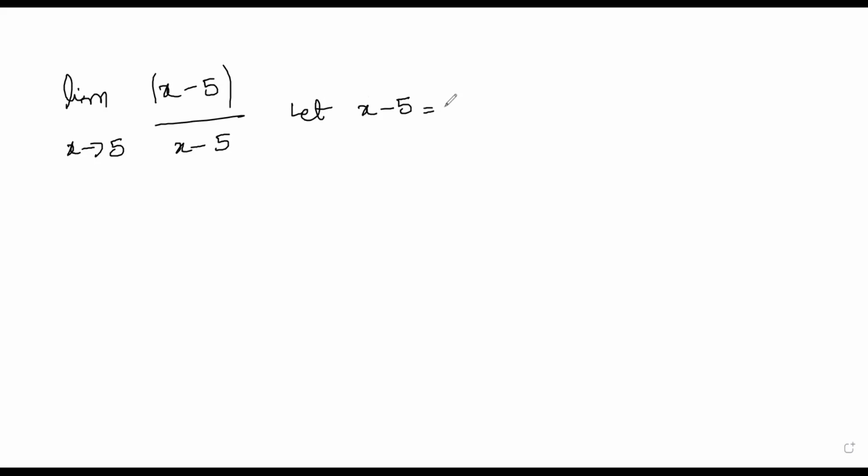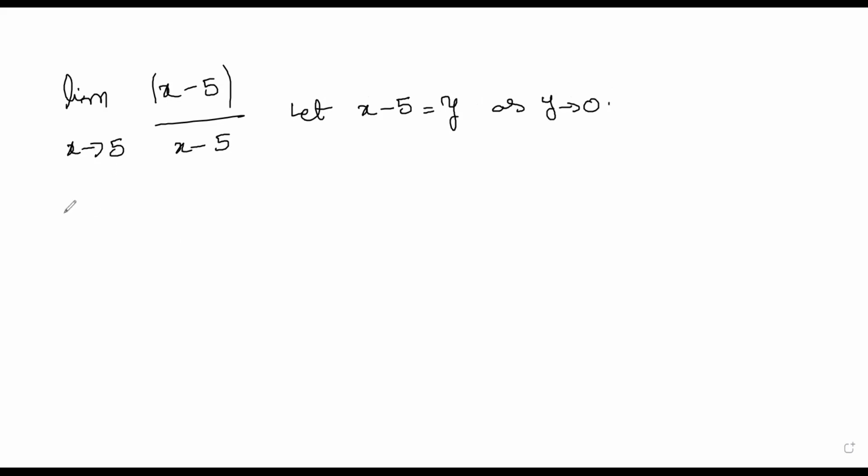So we have to solve the limit as x tends to 5 of mod x minus 5 divided by x minus 5. We have to show that the limit does not exist. That means LHL is not equal to RHL. This is what we have to show. So to start, let x minus 5 be equal to y, so y tends to 0.